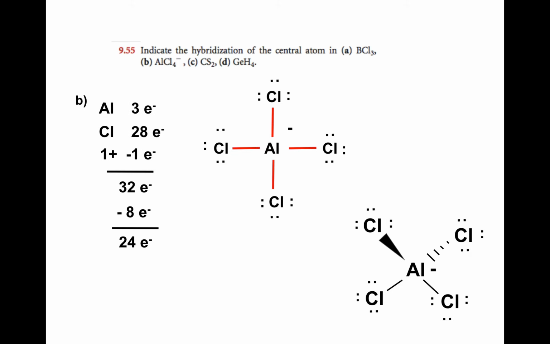So when you do the Lewis dot structure for AlCl4 minus, we have 4 bonded pairs around the central atom, tetrahedral geometry, 109.5 degree bond angle. That's sp3 hybridization. All right, so this is where we get 4 bonding positions around the aluminum.